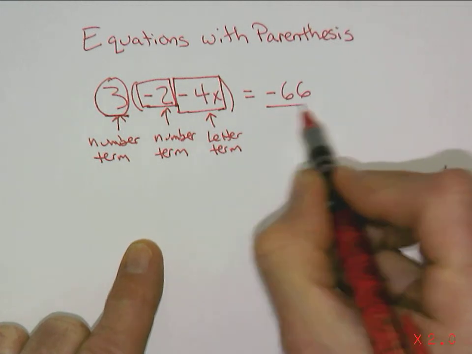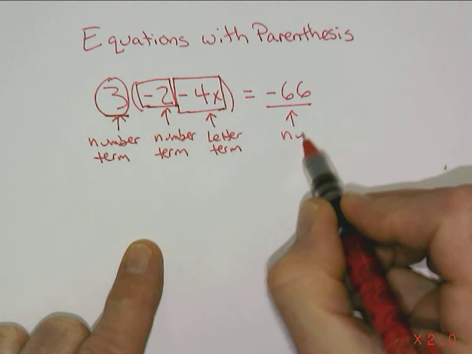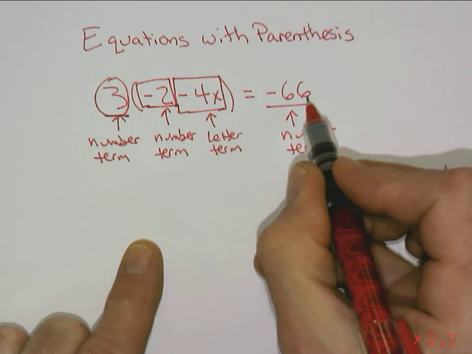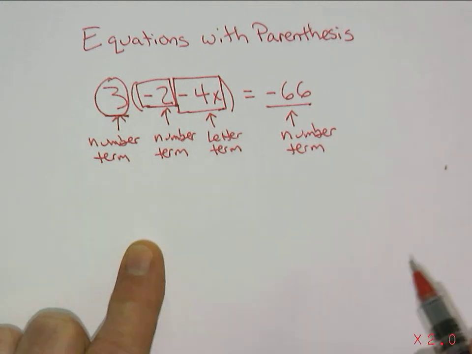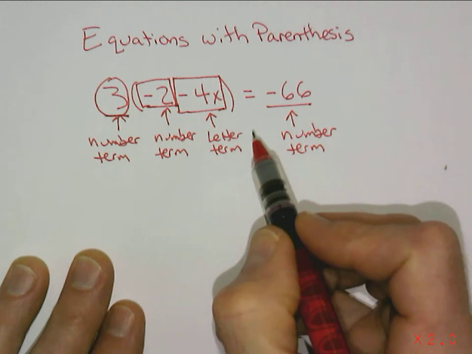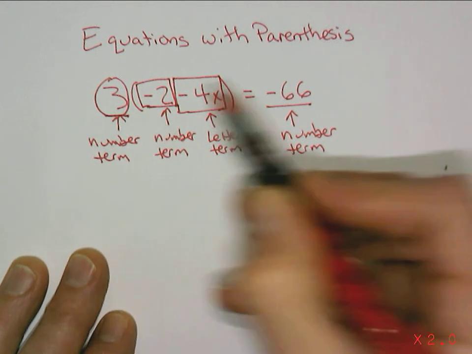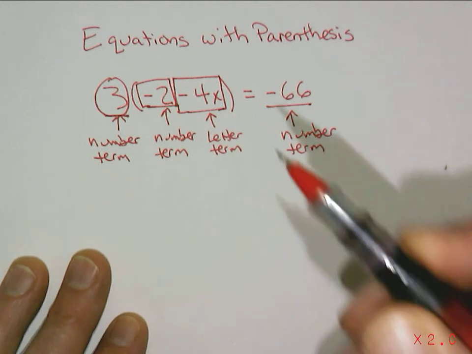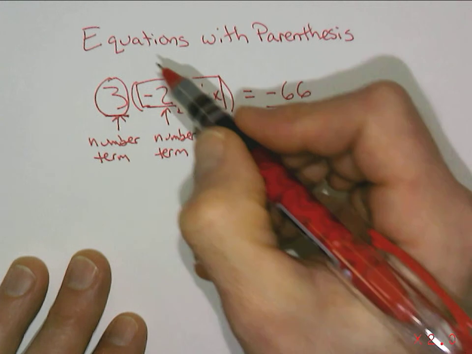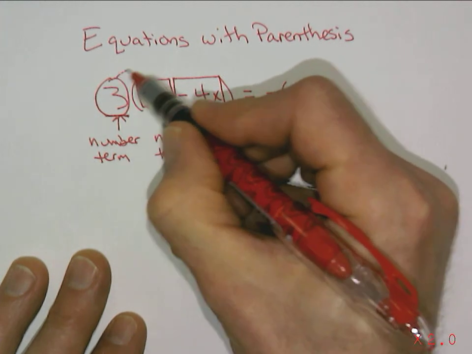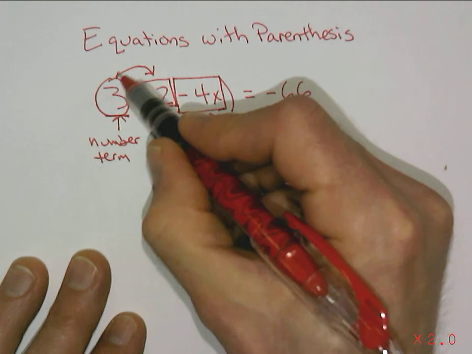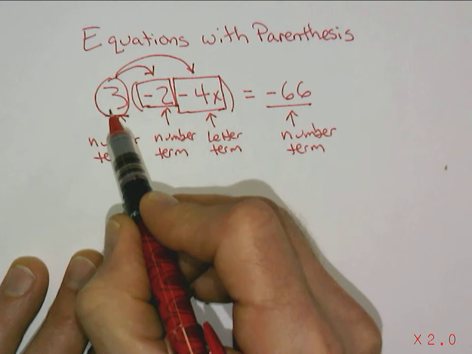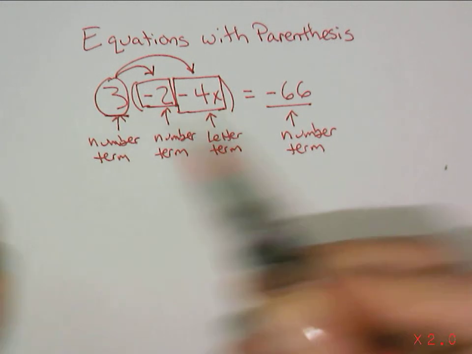And then the last term here is a number term. We're not really going to deal with the -66 at this point because it's on the other side of the equal sign all by itself. We just want to deal with where the parentheses are. So I have a number term out in front of parentheses and then 2 terms inside the parentheses, a number term and a letter term. And the idea in solving these is this 3 needs to be multiplied by each term inside the parentheses separately. So we actually have 3 times a -2 and 3 times a -4x. We're going to do that, and that's how you eliminate the parentheses.